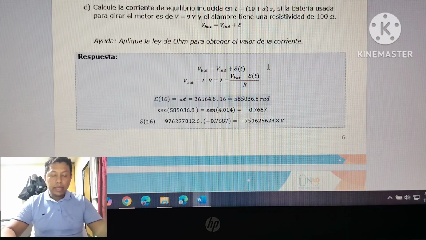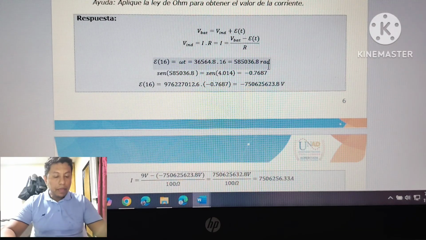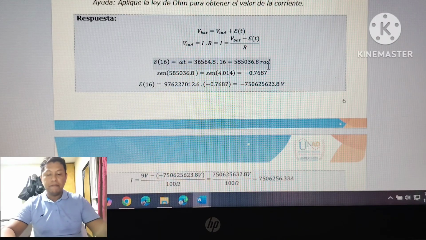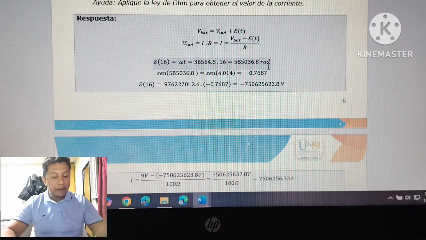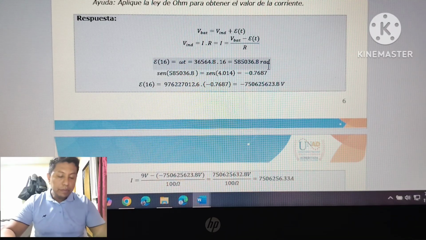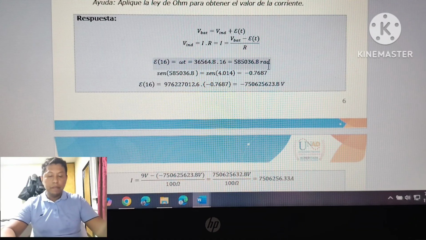We calculate the electromotive force for 16 seconds. We multiply omega by 16, which gives 585,036.8 radians. The sine of the angle is approximately minus 0.7687. Multiplying the sine by 9.73 times 10 to the 7, we obtain an electromotive force of approximately minus 725,623.8 volts.